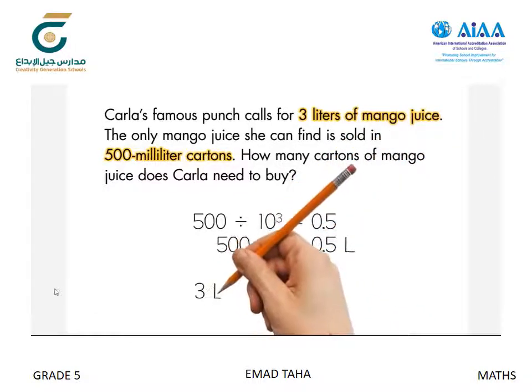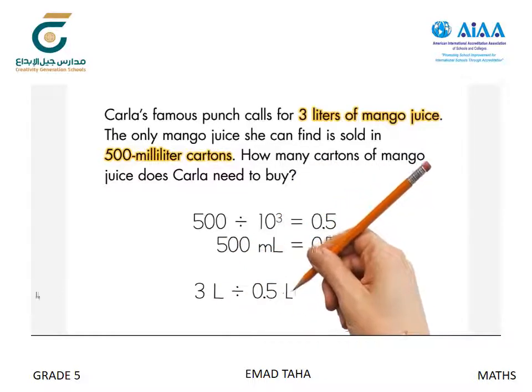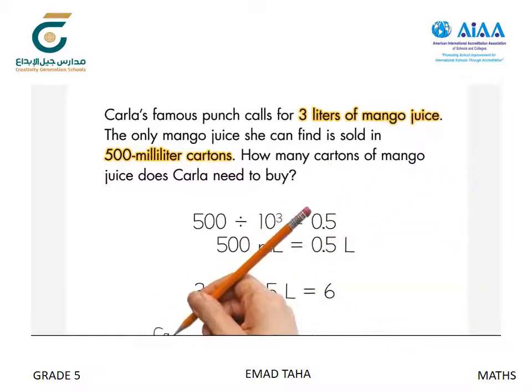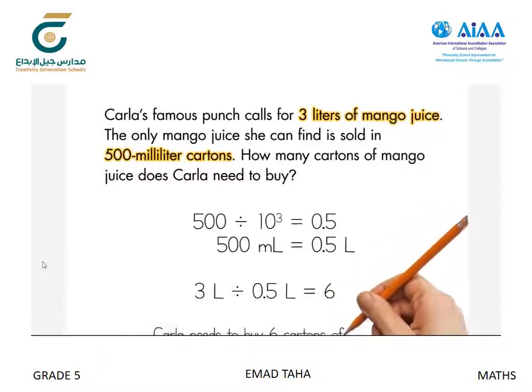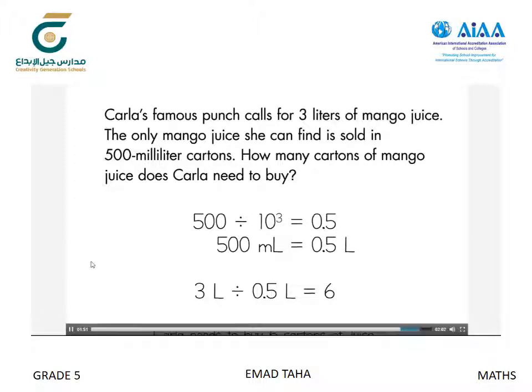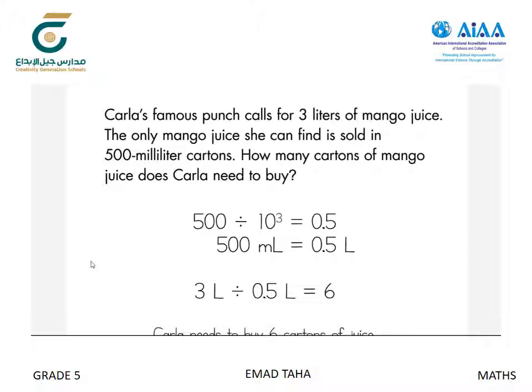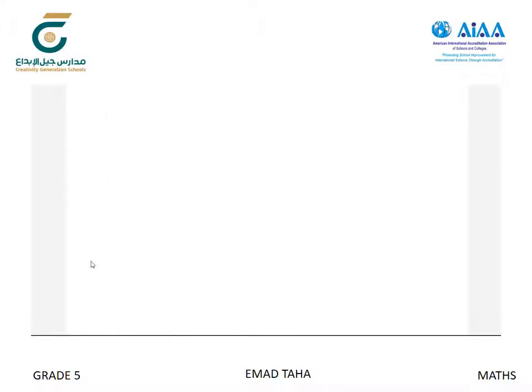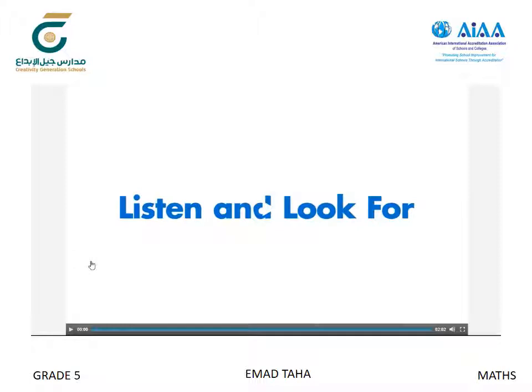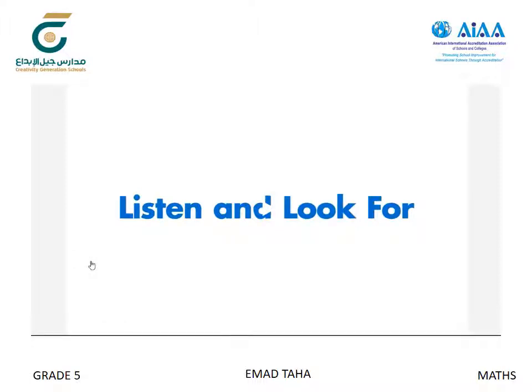Then they divide the total liters of juice needed by the number of liters of juice in a carton to find that Carla needs to buy 6 cartons of juice. All of these students demonstrate an understanding of how to use multiplication and division to convert among metric units of capacity. This understanding will help them in later lessons as they convert among metric units of mass and solve problems that require converting units. Now, look and listen to another video for more understanding.